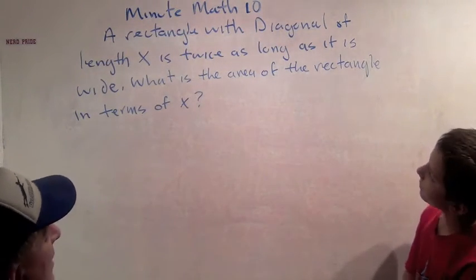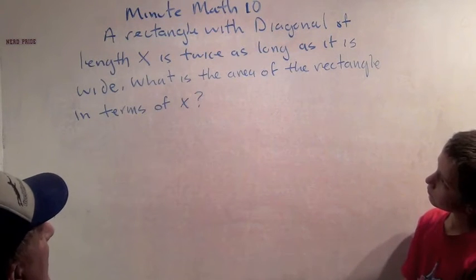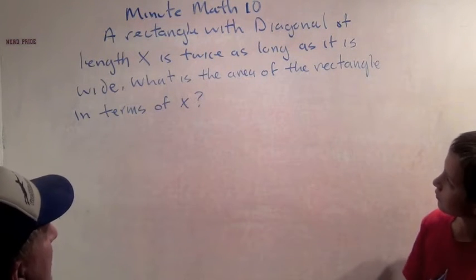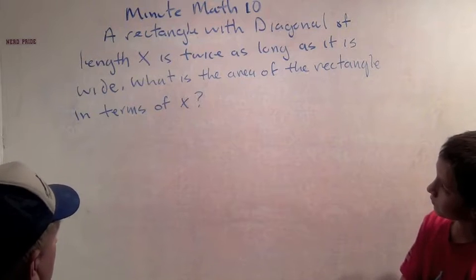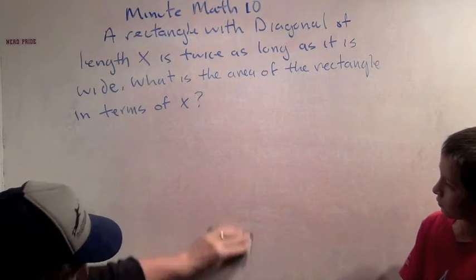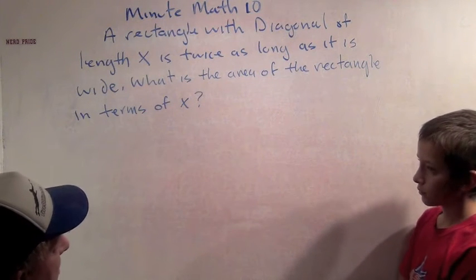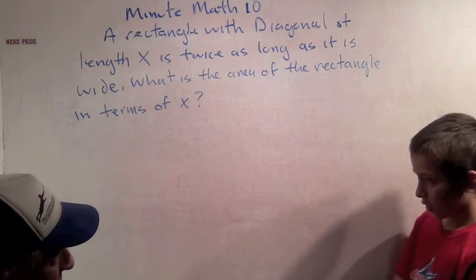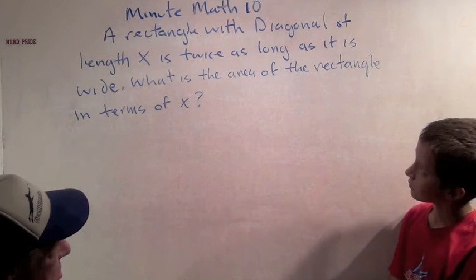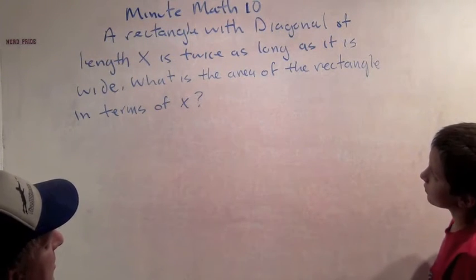A rectangle with diagonal of length x is twice as long as it is wide. What is the area of the rectangle in terms of x? So when you see a geometry problem like this, what's a good thing to do? Draw a picture. Why don't you draw the picture based on what they told you in the problem here?